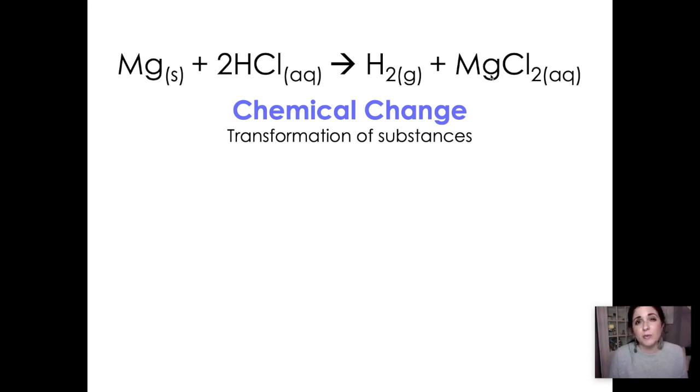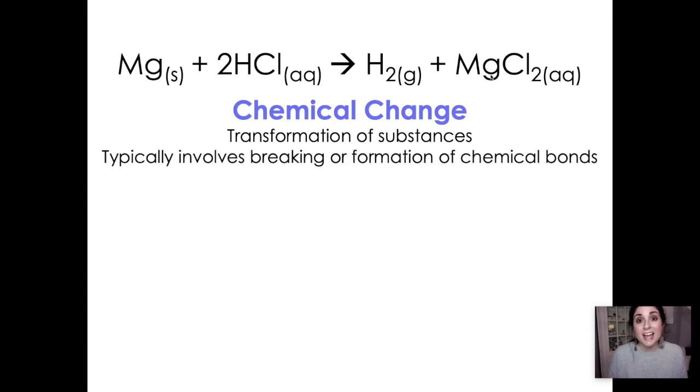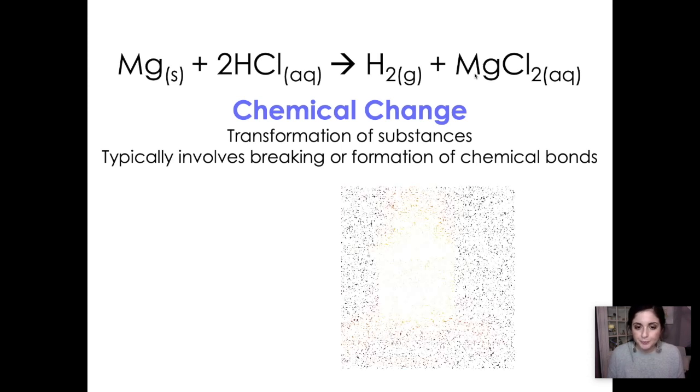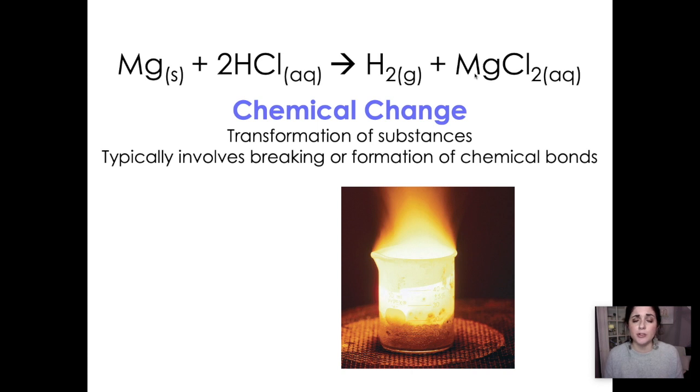So you're producing something that wasn't originally there before, and that involves breaking of bonds and forming new bonds. In this case, you did have to break some of the metallic bonds in solid magnesium. And that solid magnesium ends up forming an ionic bond with chloride ions from the hydrochloric acid. So chemical changes always involve a transformation into a new substance, and usually that's done by breaking and forming new bonds.